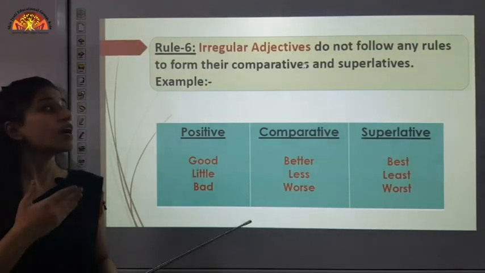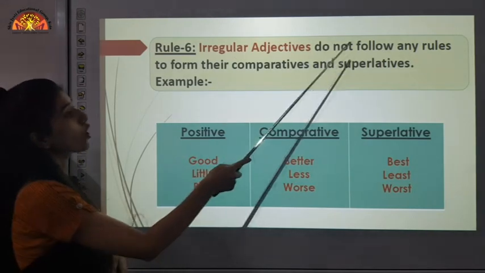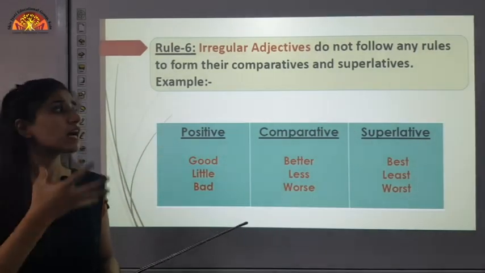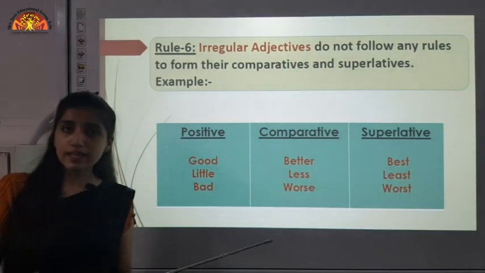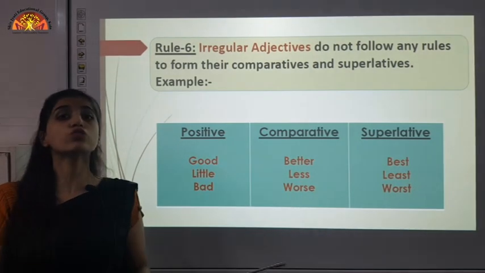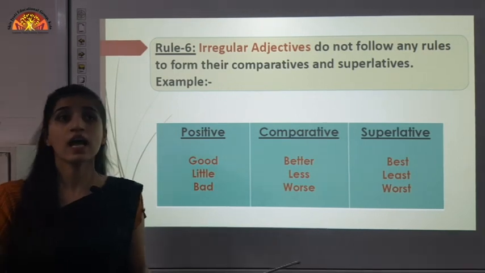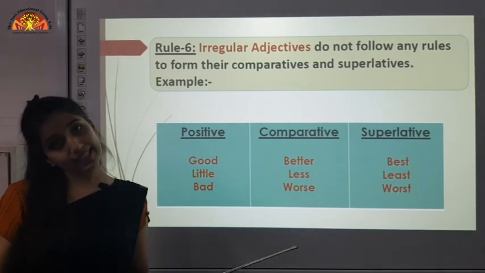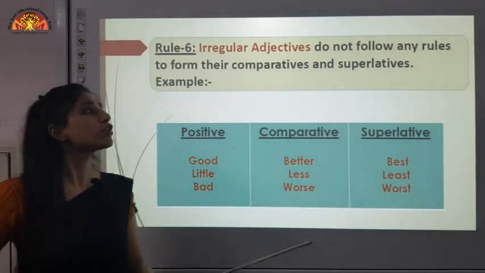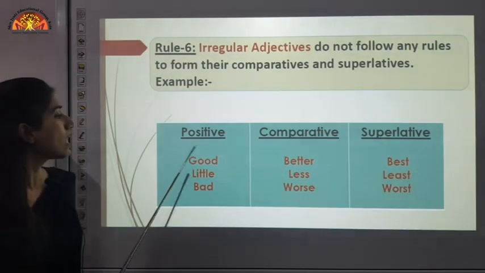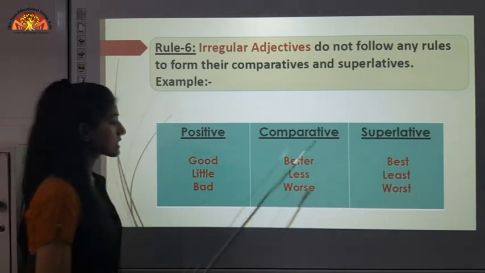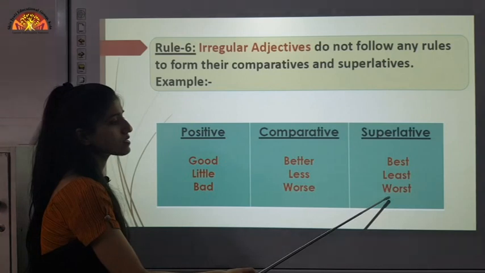The last rule, that is irregular adjectives do not follow any rule to form their comparatives and superlatives. So that is the reason why they are called irregular adjectives, because they don't follow any rule to form their comparatives and superlatives. Like they don't add er or ier or iest or more or most before them. Like you can see good, better, best, little, less, least, bad, worse, worst.